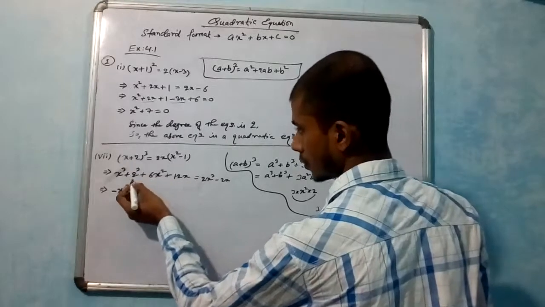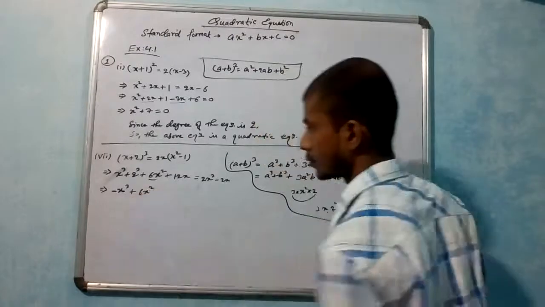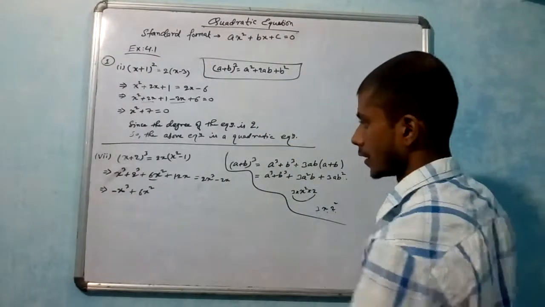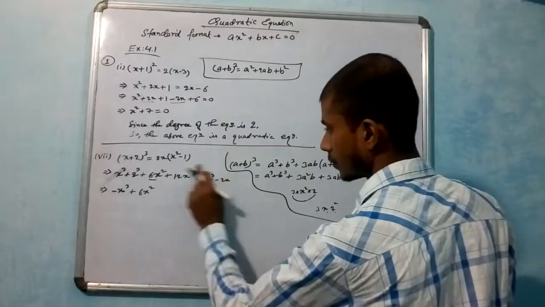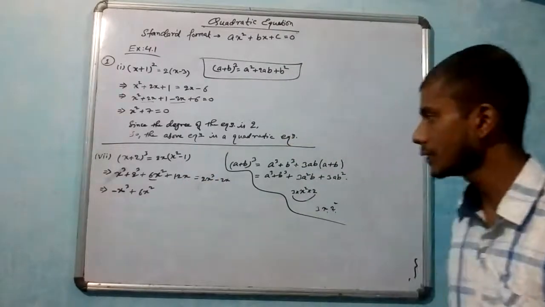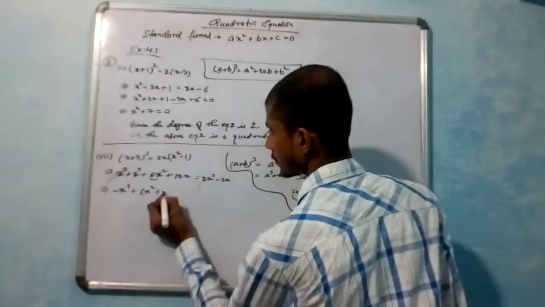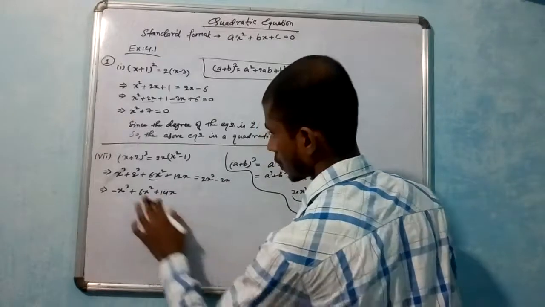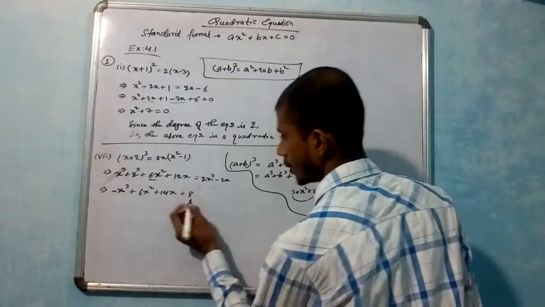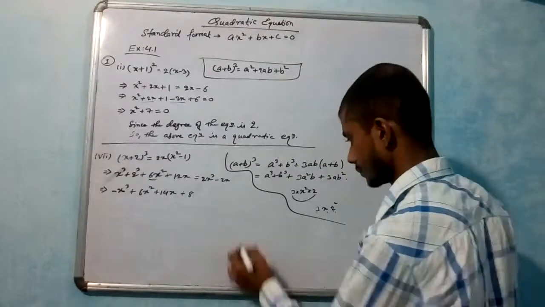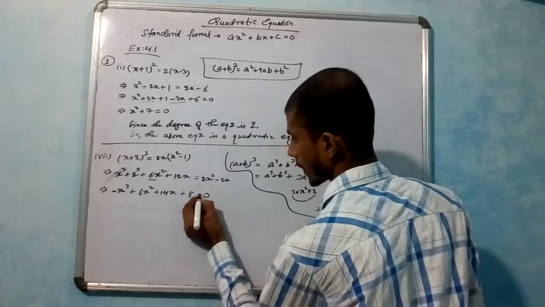x square is only one term, plus 6x square. Then x term, there are two terms. Shift this to that side: minus 2x will become plus 2x this side. So 12x plus 2x, 14x. Now the constant 2 cube means plus 8, 2 to the 4, 4 twos are 8, is equal to 0.